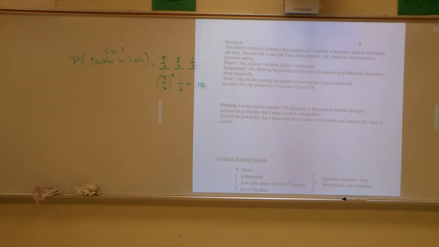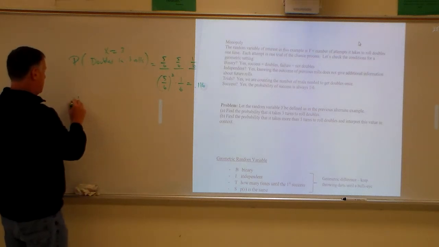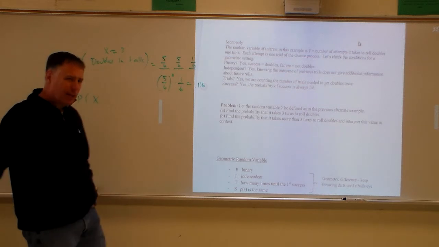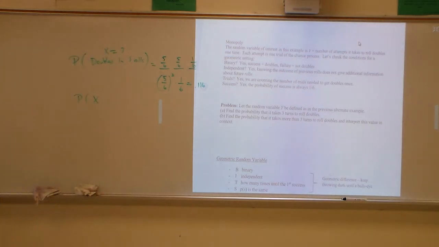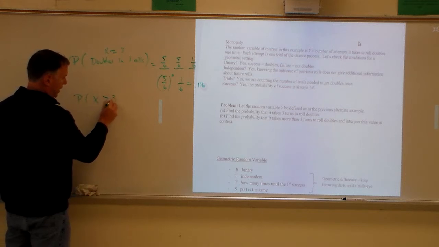Now, find the probability that it takes more than 3 turns to roll doubles and interpret the value in context. So, more than 3. So, the probability that x, think about how are we going to write it? How do you write more than 3? Okay, think of your inequalities. Taking you back to algebra. You guys thought this stuff was gone forever. More than 3. X is greater than 3.